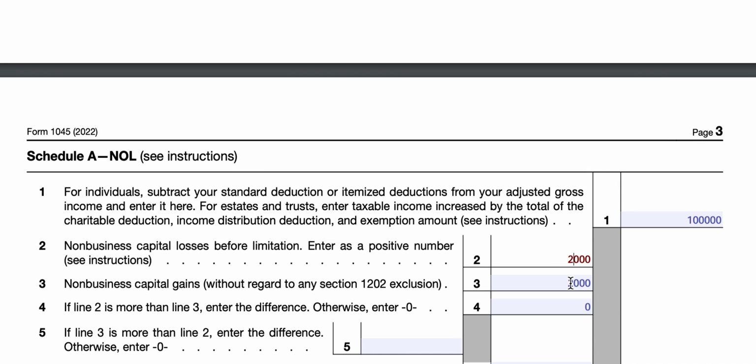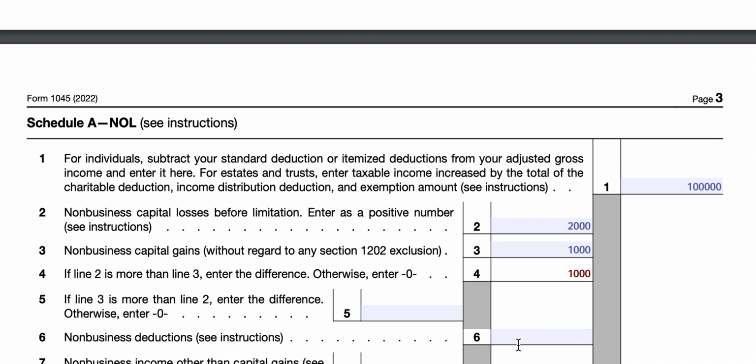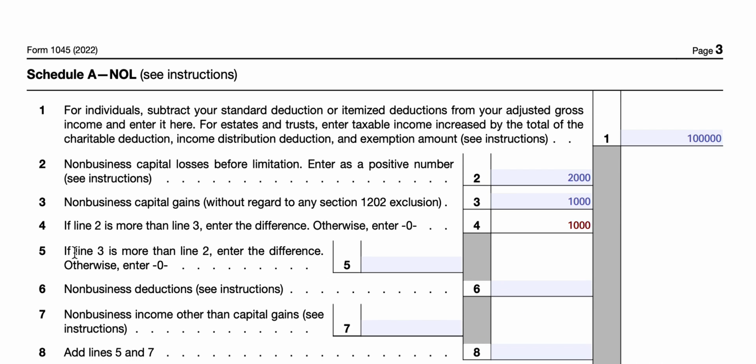However, if you had $2,000 in losses and you had $1,000 in gains, then this would be a $1,000 loss. If line 3 is more than line 2, then enter the difference. So in that first situation, we would zero this out and we would put the $1,000 here.